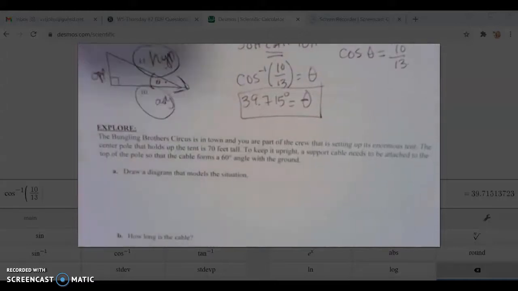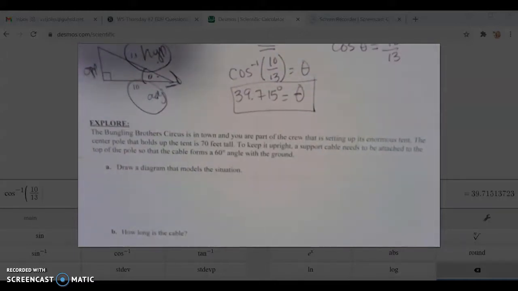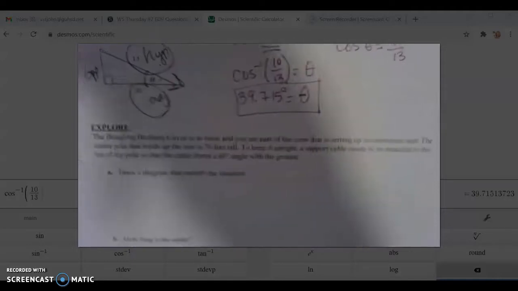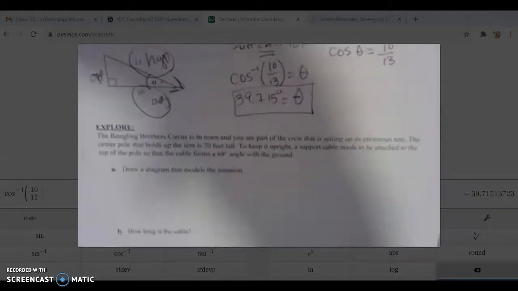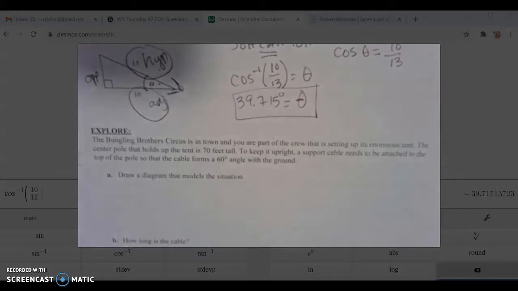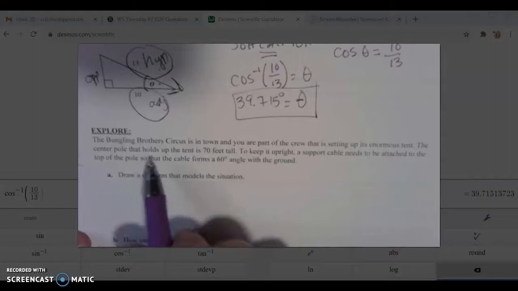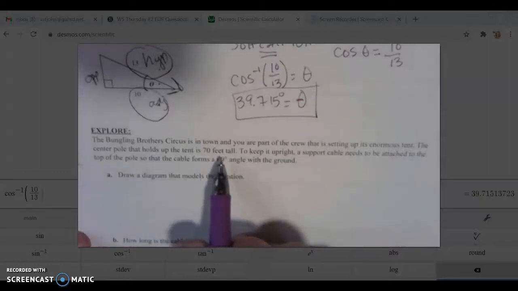When we talk about applications of what we learned, it's because it's a word problem. Everything in the world is a word problem. Okay, when your mom sends you to the store and she says buy this, this, and this, you have to remember those things, those words, and that's all this is saying. Let's look at this problem. The Bungling Brothers Circus is in town, and you are part of the crew that is setting up the enormous tent. The center pole that holds the tent is 70 feet tall.